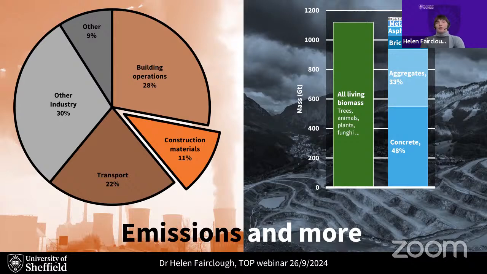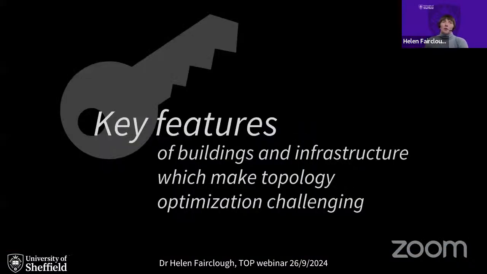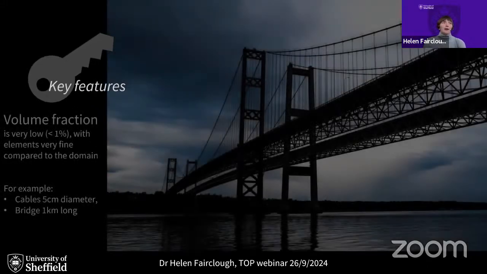So hopefully I've convinced you that we should think about applying optimization to the built environment. But you're maybe thinking, why can't we just use topology optimization as we're used to? Well, there's a couple of key features of buildings and other infrastructure that make it challenging to apply topology optimization. By no means impossible, people have done it, but maybe not the easiest way to go about it.